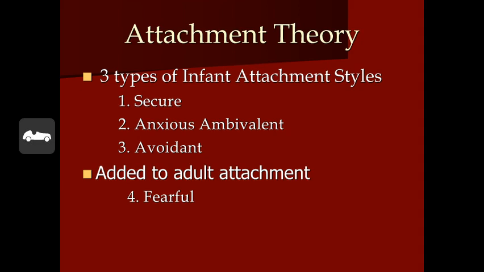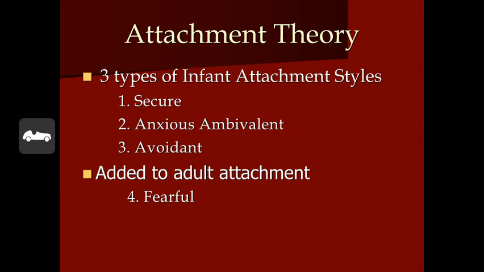Now, initially, when this theory was strictly used as a childhood development theory, there were only three styles. But this theory has been used, so much research has been conducted, and it has extended well into adulthood in various contexts. And there was a fourth attachment style added a little later down the line. So we'll cover all four of these attachment styles that we learn from that initial primary relationship as an infant.